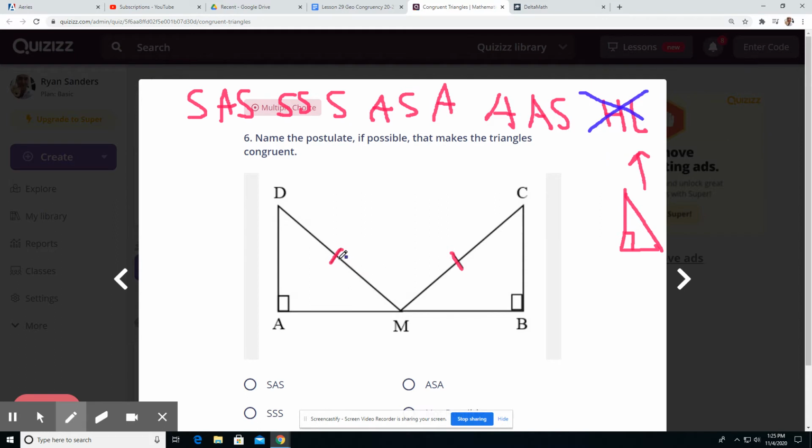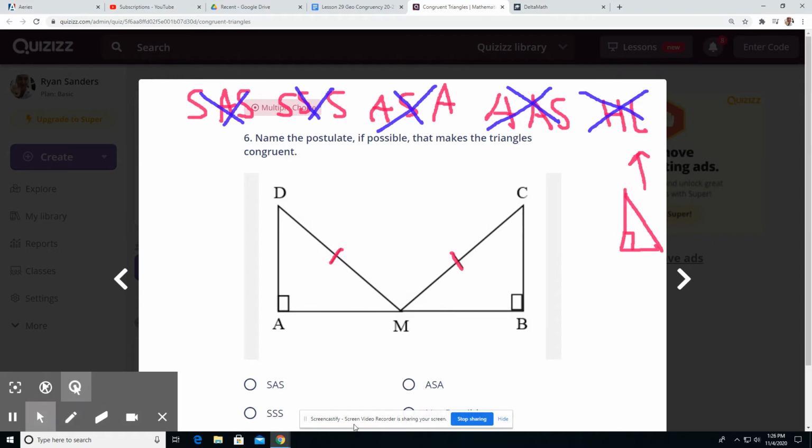All we have is one side and one angle then. Do any of these have one side and one angle? Nope. Need two angles, need two angles, need three sides, need two sides. No, one side and one angle is not enough. We need one other side to kind of help. So none of these.